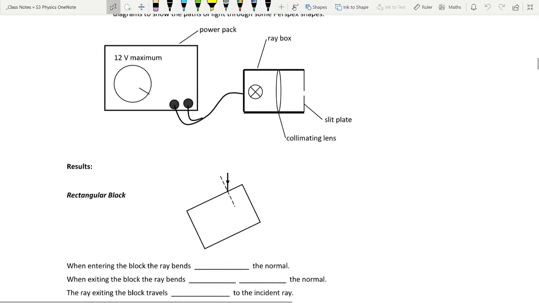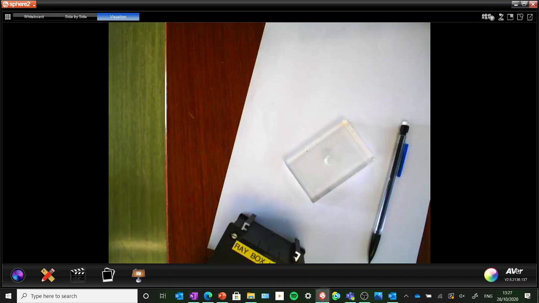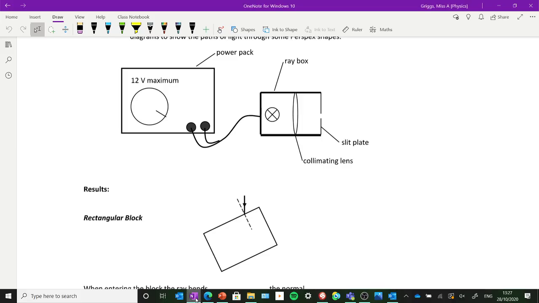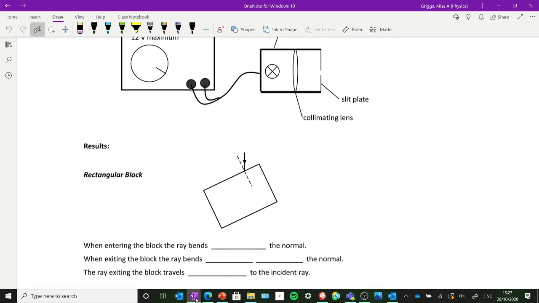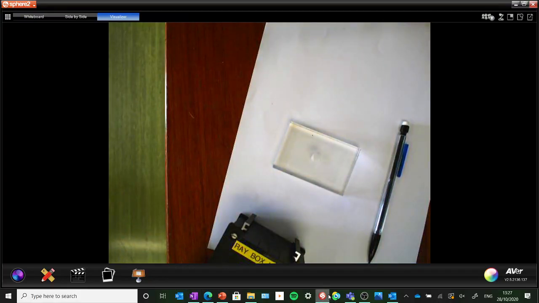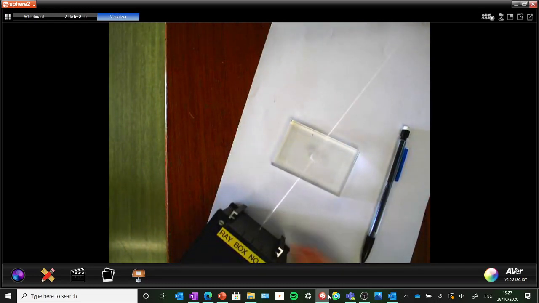What you're going to do is, let me get my camera up. First thing you do is look at your notes and have a look at how it's pointed in. So I'm going to start with a rectangular block. I'm shining it in at an angle to the long surface. You want it to be hitting the long surface. So if we look at this, at an angle to the long surface.